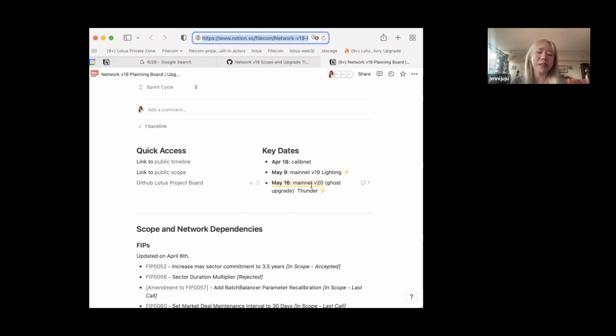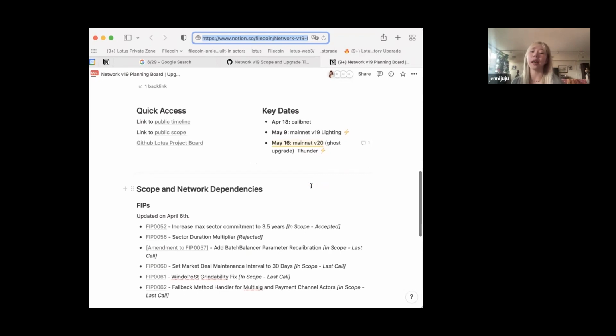As you can see, there's actually a second network upgrade being scheduled a week after NV19, and that's because of how we want to roll out the grindability fix into the network. So we want to do a quote-unquote ghost upgrade, where in the first network upgrade, the network will start to accept the window post generated by the new proof, the red proof. In the second upgrade, the network will drop acceptance of the old proof to enforce the security of the network to be guarded by the new proof challenge. This upgrade is going to happen again a week after the first upgrade.